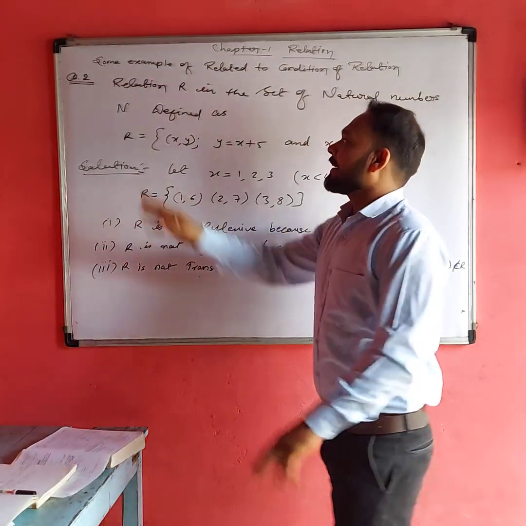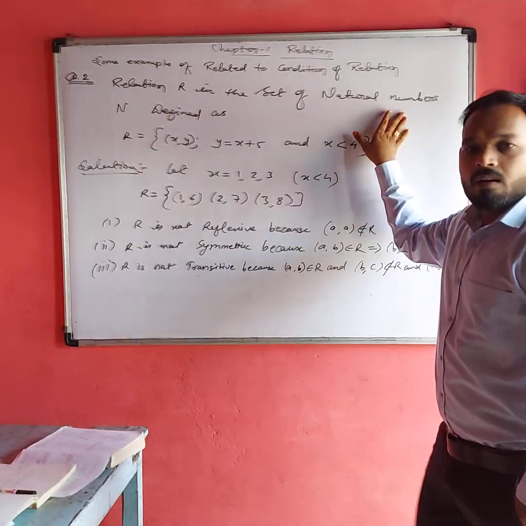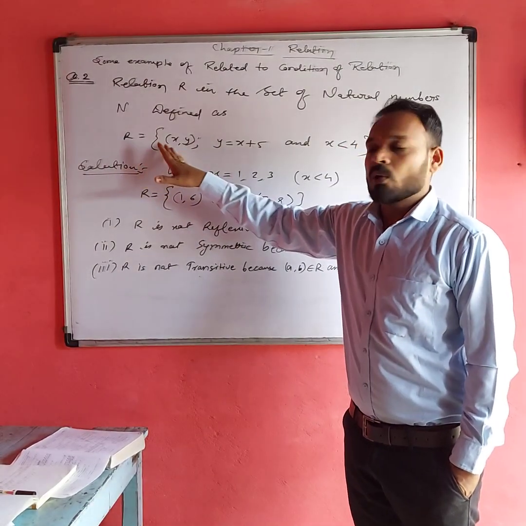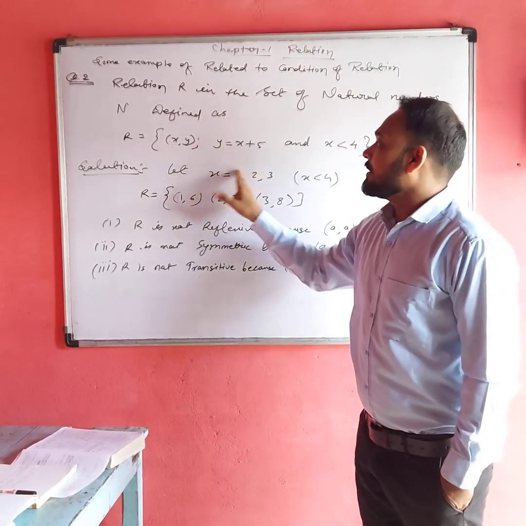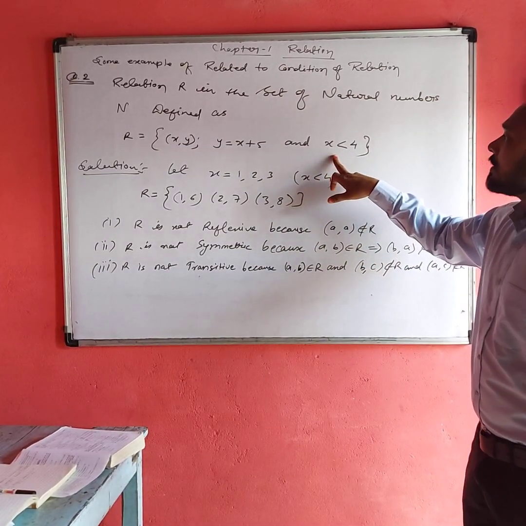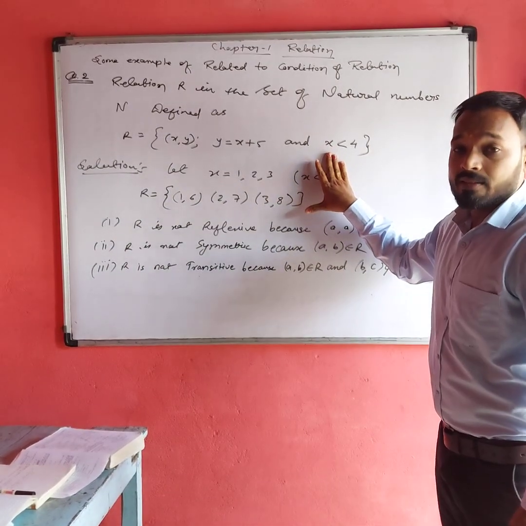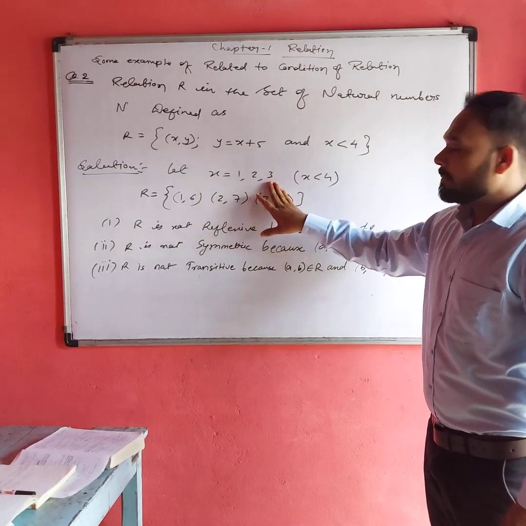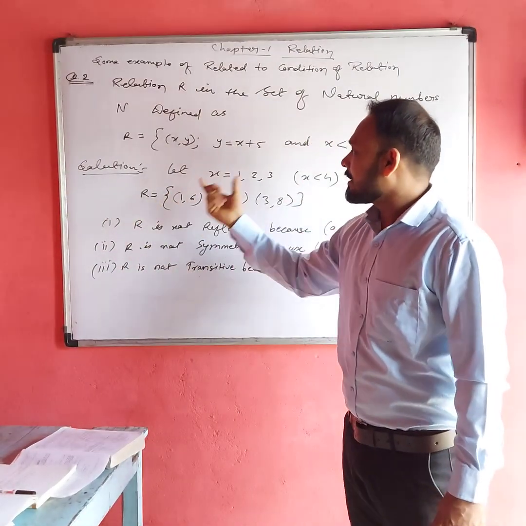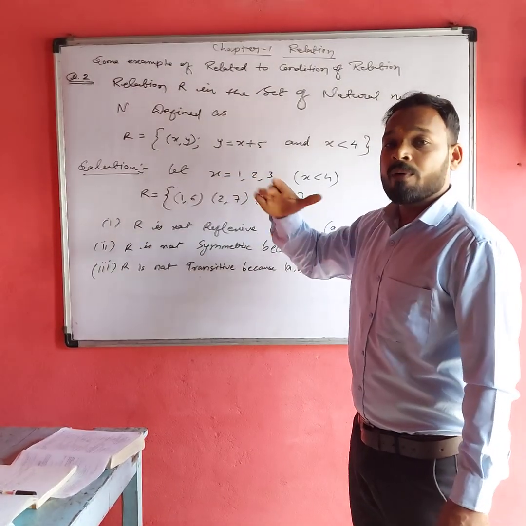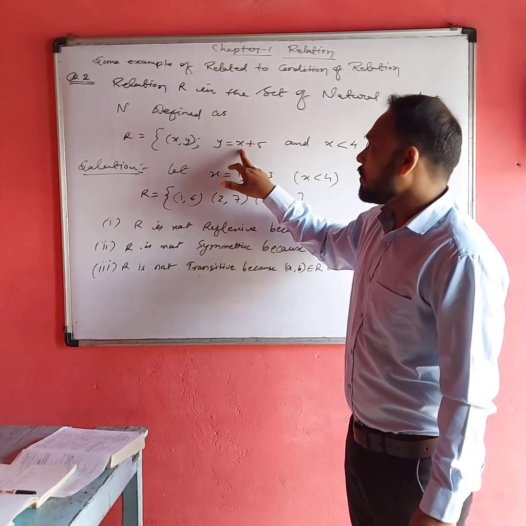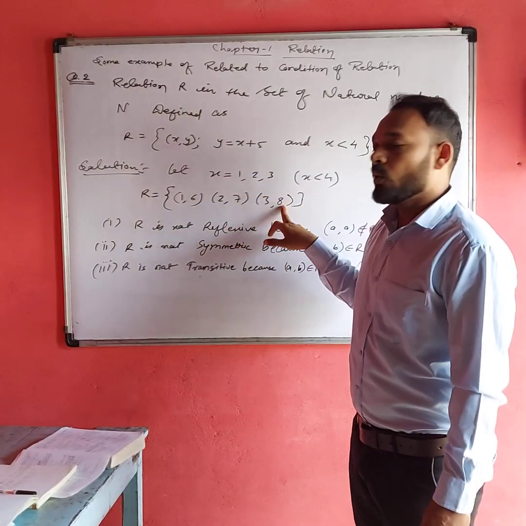After that, we will see the second question. Relation R in the set of natural numbers N is defined as follows: we make a relation R equal to (x, y), where y is equal to x plus 5, and x is less than 4. Since x is less than 4, let x be 1 to 3 only. Then R is made according to the condition y is equal to x plus 5, putting the values one by one. For x is equal to 1, y is 6; for x is 2, y is 7; and for x is 3, y is 8.